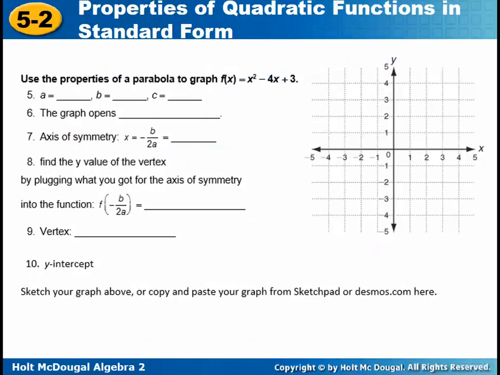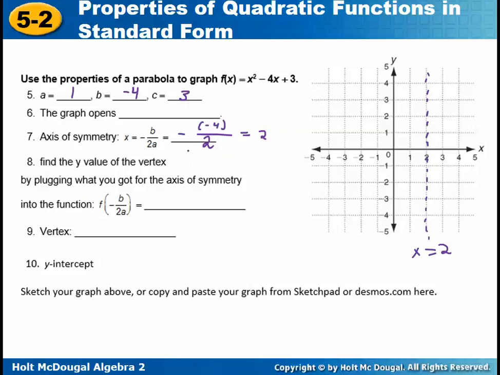And check it. Okay, here's an example from your worksheet. First, I'm going to put in what A, B, and C are so I can answer the rest of this without having to keep going back. The graph opens, well, A is positive, so it's going to open upward. The axis of symmetry is x equals negative, and then B is negative 4. 2 times A would just be 2 times 1. So we simplify this, and we'll get 2. So the axis of symmetry is x equals 2. I'm going to put that on here right now. Here's my axis of symmetry at x equals 2, because 4 divided by 2 is 2.